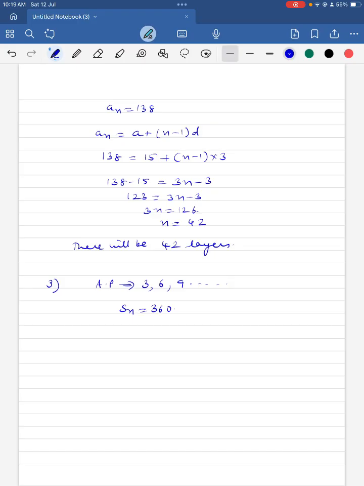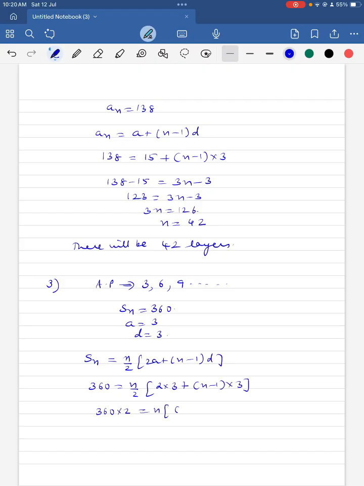Okay, so we know that the value of A is going to be 3 and D is also 3 here. And the general formula to find the sum of n terms is n by 2 into 2A plus n minus 1 times D. So that is 360 is equal to n by 2 into 2A, 2 times 3 plus n minus 1 times 3. So that's 360 times 2 is equal to n into 6 plus 3n minus 3. That is 720 is equal to n into 3 plus 3n. Or 3n squared plus 3n minus 720 is equal to 0. Or n squared plus n minus 240 equal to 0.